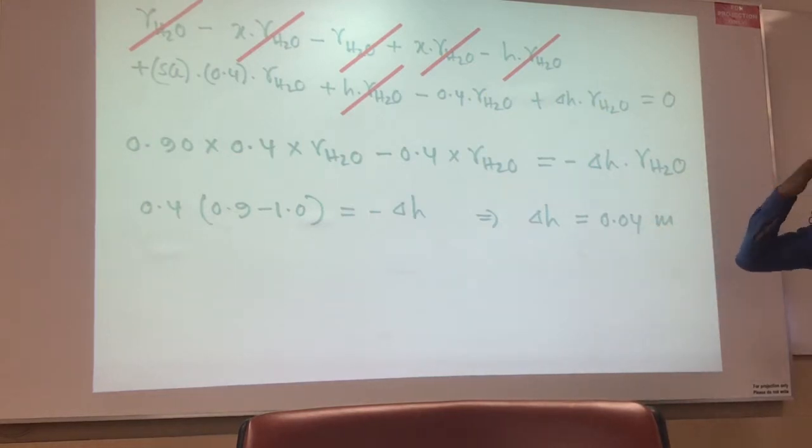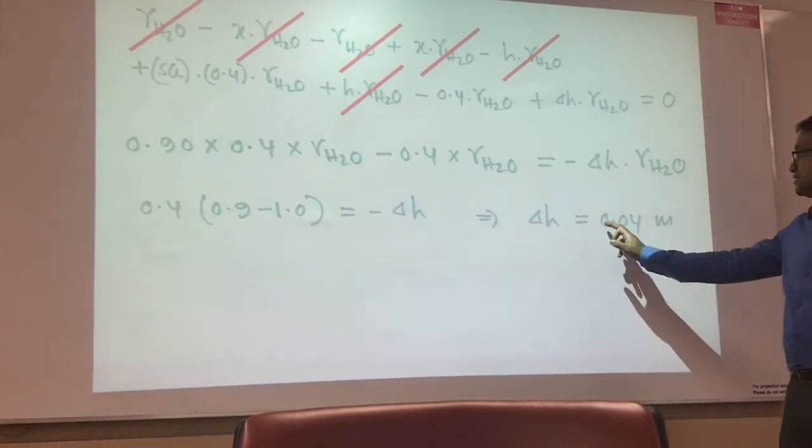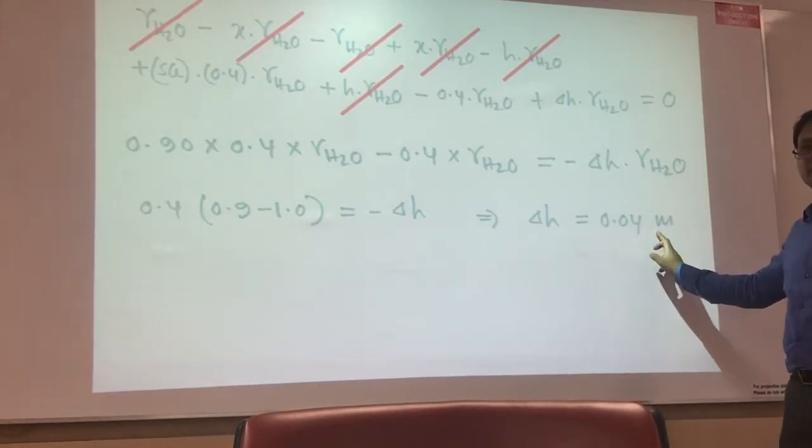Alright? So this is one method. And another method I can show you later. And this method is easy to understand. Just summation of pressure is equivalent to 0. Just close your eyes. Right? So delta H is 0.04 meter. Again, it's the answer. You can keep it.